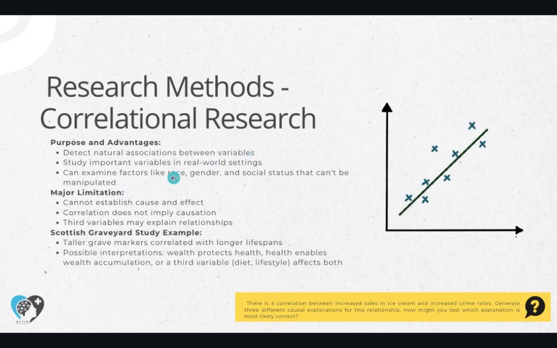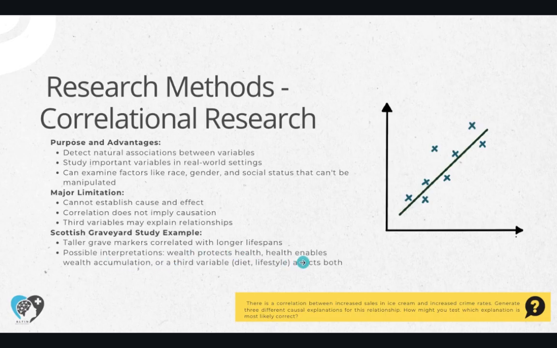Okay, say it with me. Correlation does not imply causation. And this is one of the most important concepts in research methods. I'm going to give you a quirky example that drives the point across. There are Scottish graveyards, and researchers found a correlation between taller grave markers and longer lifespans of the people. So what could potentially explain this?